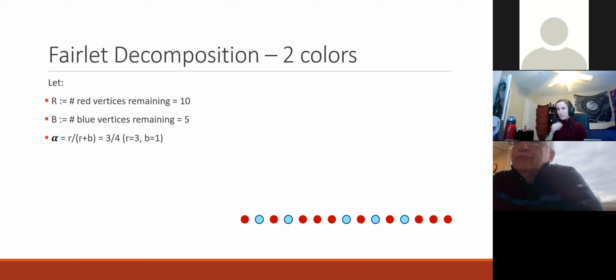So for revenue, obviously the problem is a little bit simpler. Let's talk about how we make a fairlet decomposition for the two color case. So say we have this data set on the right with a bunch of red and blue points.